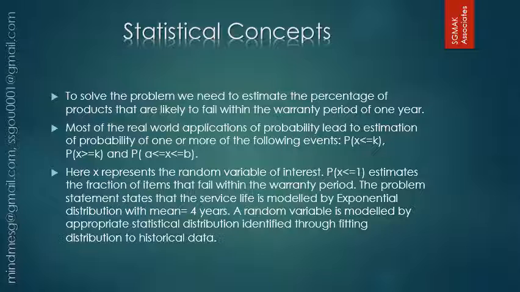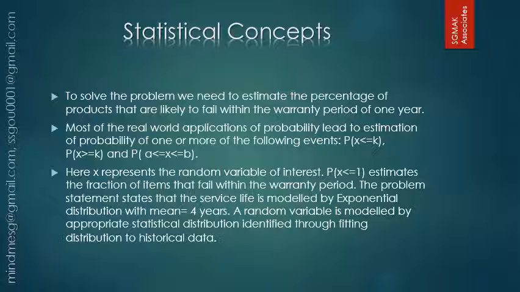Most real-world applications of probability lead to estimation of the probability of one or more of the following events. You always find the probability of an event. Probability the random variable takes a value less than or equal to an arbitrary value k. Probability the random variable takes a value greater than or equal to k. And most common is the probability the random variable takes a value between two bounds a and b.